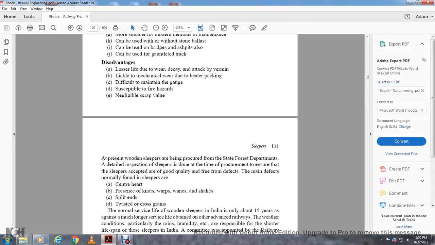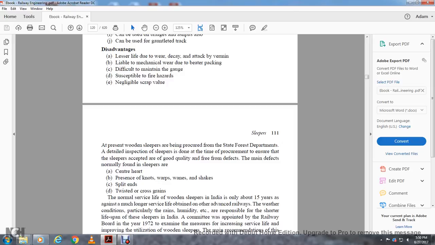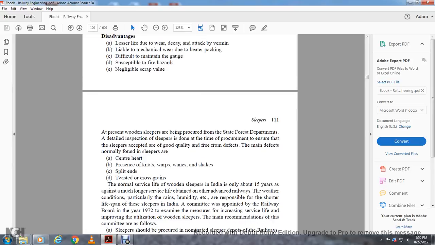The normal service life of a wooden sleeper in India is about 15 years, against a much larger service life attained on advanced railways. The weather conditions, particularly the rain and humidity, are responsible for the shorter lifespan. A committee of the Railway Board was set up in 1972 to examine measures to increase the service life with improved utilization of wooden sleepers.